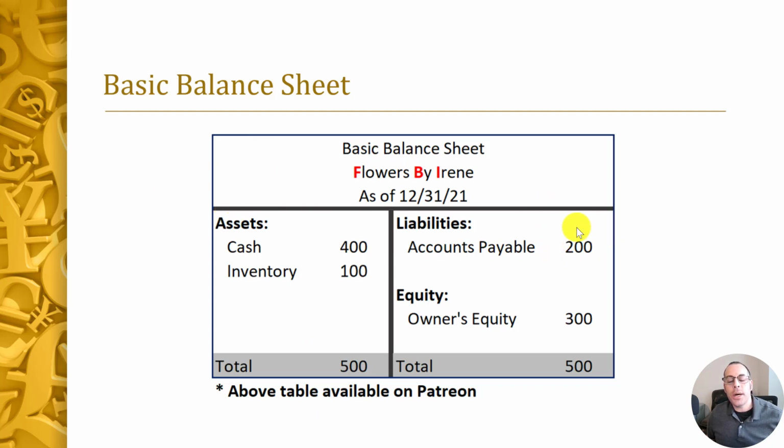She owes $200 to her vendors. She bought some flowers on credit, so $200 of accounts payable. And she owes $300 to the owners of the company. She's the owner, so this is all hers. So the equity, the value of the company is $300. So you can see assets equal liabilities plus equity. If this said shareholders equity, that means it's a public company and the shareholders own the company.